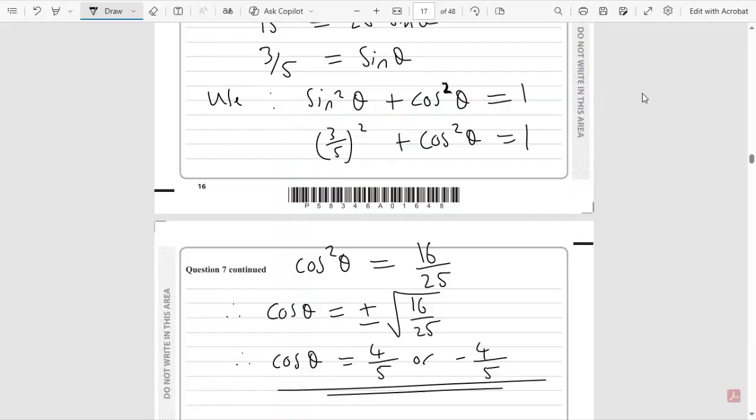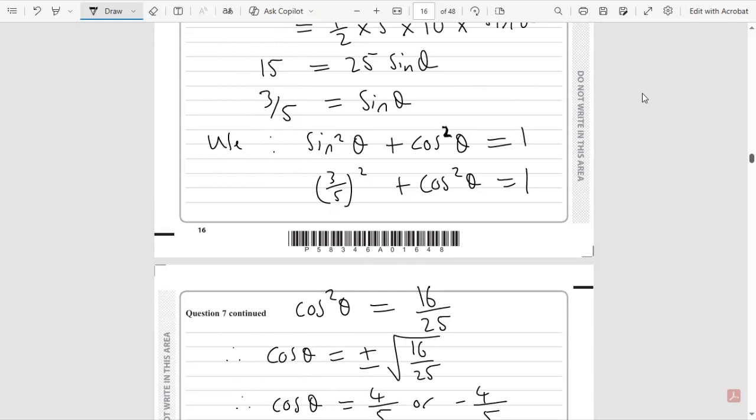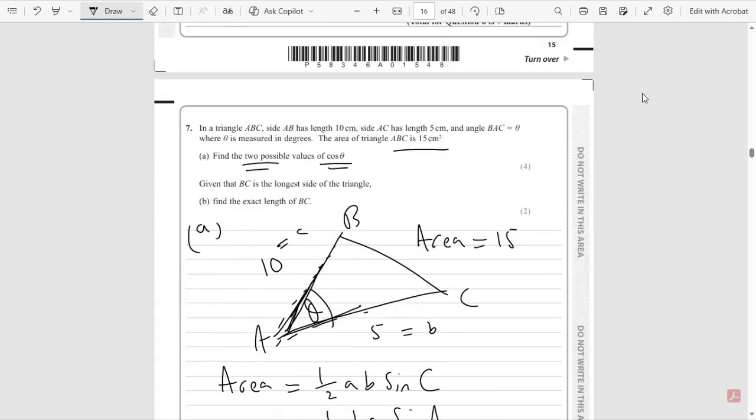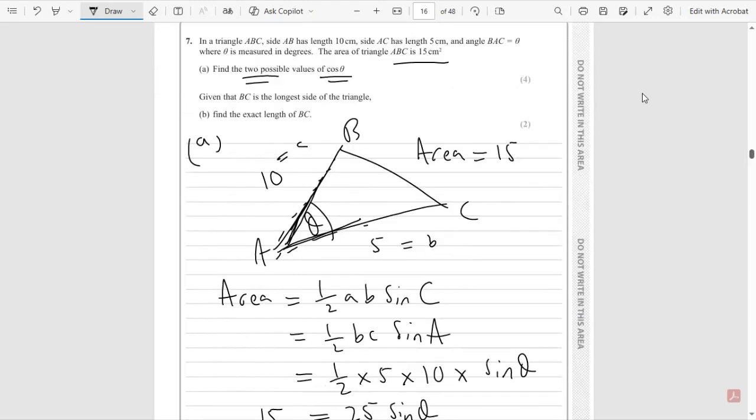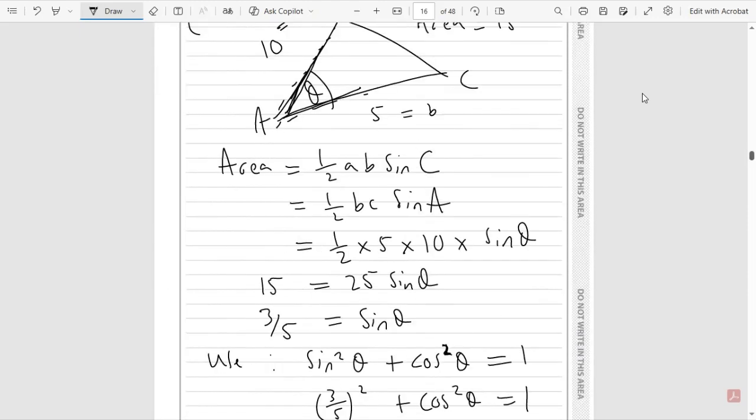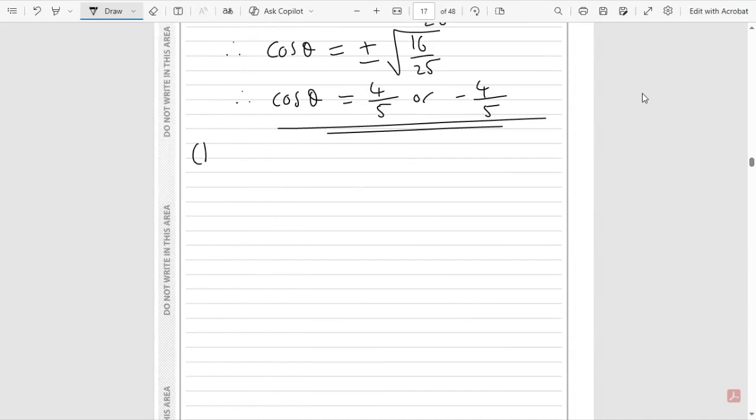Perfect. So that's part A done. Now let's go to part B. Given that BC is the longest side of the triangle, find the exact length of BC. Okay, so with this part B, we are now considering all three lengths of the triangle. And I'm going to redraw my diagram because my diagram there is a little bit messy. Let's just redo the diagram here for part B.